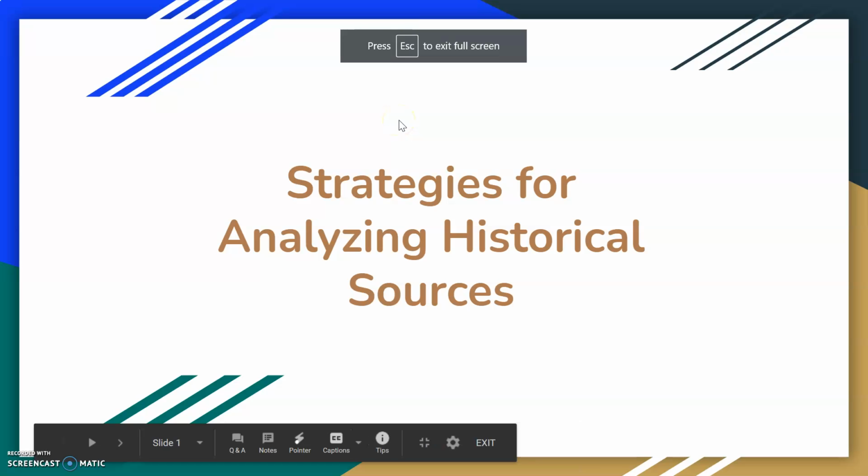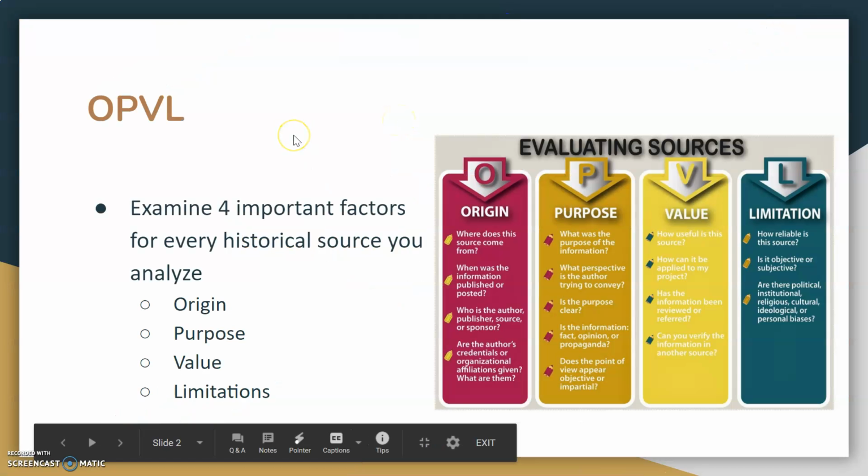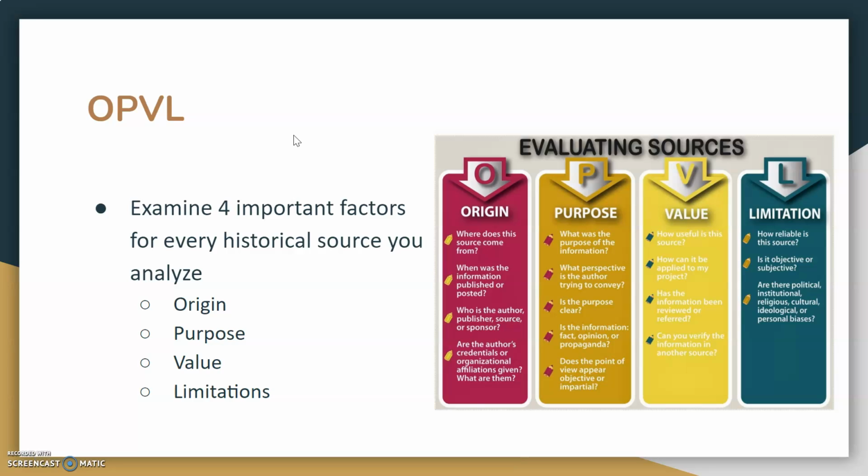So, strategies for analyzing historical sources. We at this high school tend to use origin, purpose, value, limitations. That's what OPVL stands for. And these are going to be things that won't necessarily be present in every historical source that you look at. These are questions you should be asking yourself about every single source that you look at.